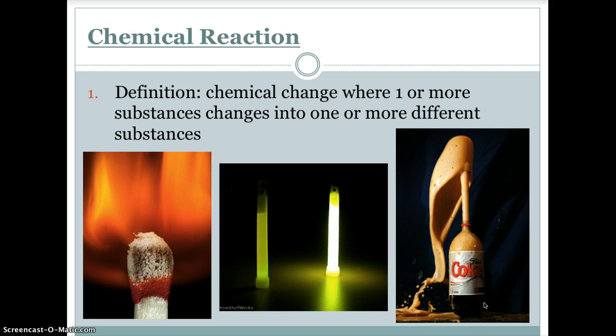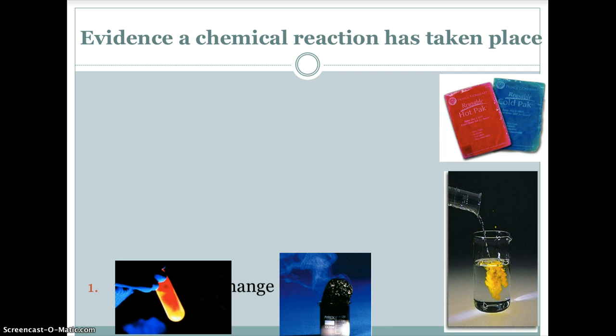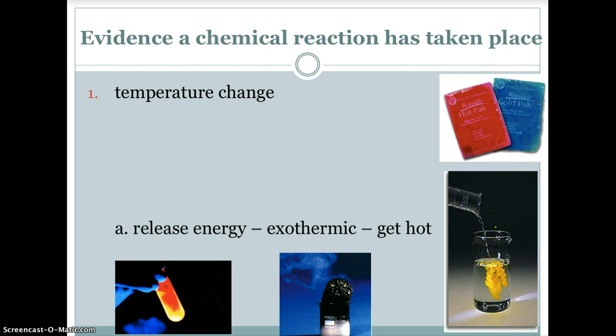So a chemical reaction is just a chemical change, and we talked about that a long time ago when we talked about physical changes and chemical changes. And so you're trying to take one substance and turn it into something else. So how do you know when a chemical reaction's taken place?